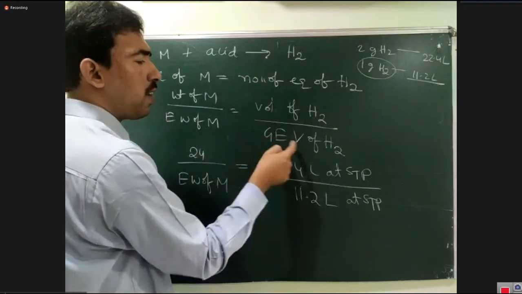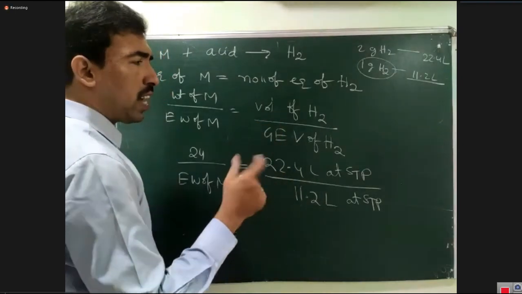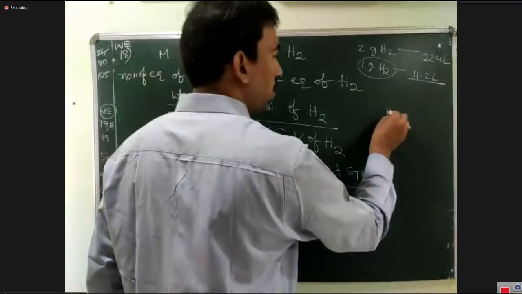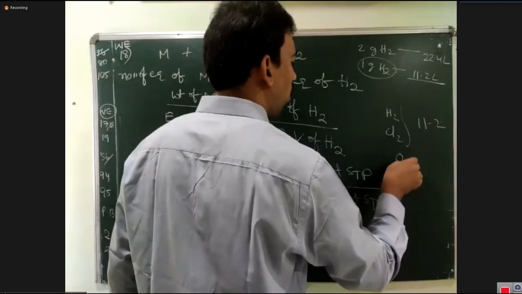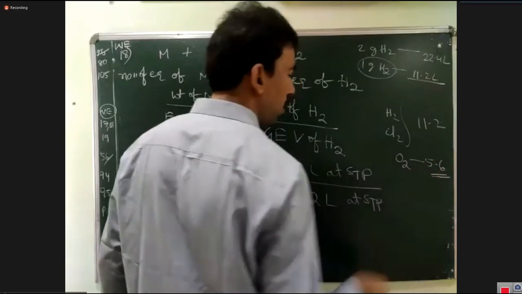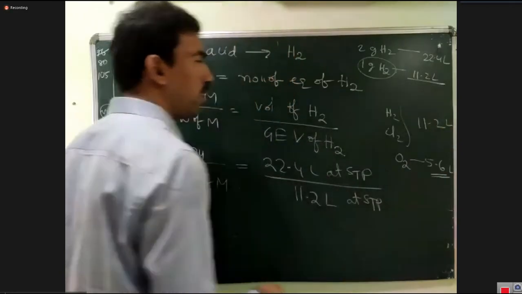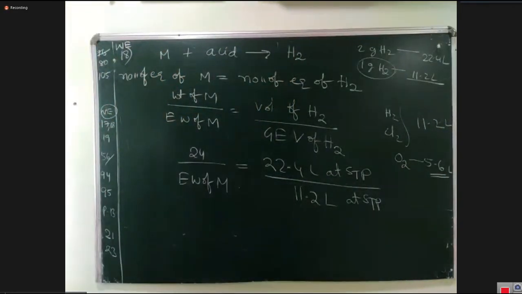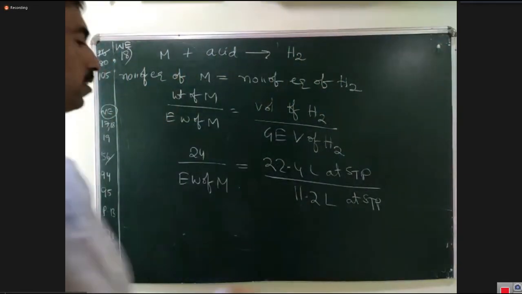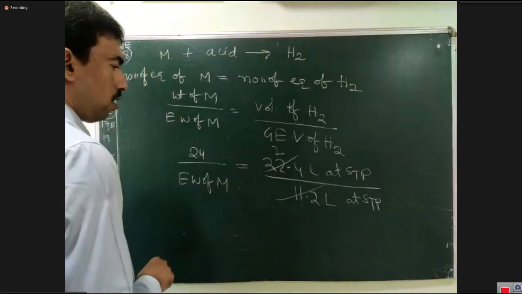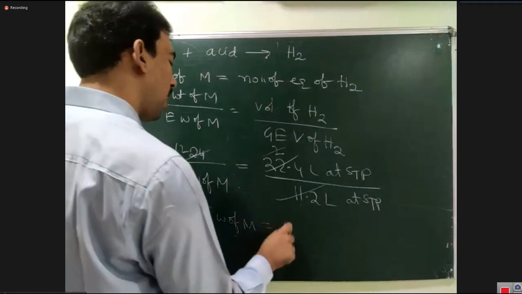Weight given, use gram equivalent weight. Volume given, use gram equivalent volume. Gram equivalent volume changes from gas to gas. For H2 and Cl2 it is 11.2 liters, and for O2 it is 5.6 liters at STP. So now it is how many times? 2 times, so it is 12. So the equivalent weight of the metal M is equal to 12.